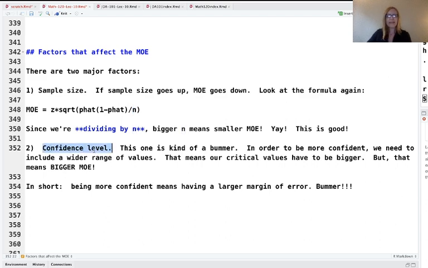The other big thing that affects margin of error is the confidence level. And I've got some bad news for you on this one. Of course, we hope to be more confident. But think about what that means.